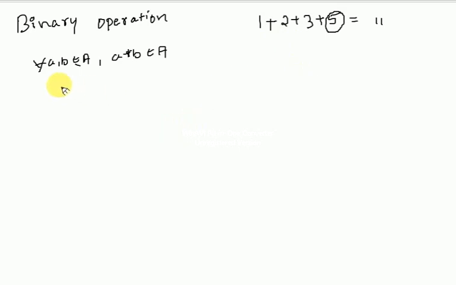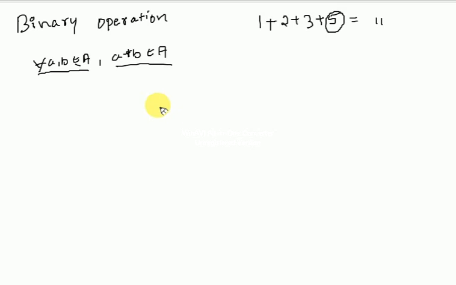First of all, for 1 mark you may have a question like define binary operation. In a very easy manner you can define binary operation, that is, for any non-empty set A, star is said to be a binary operation on A for all a, b belongs to A, a star b belongs to A. So star is said to be a binary operation on a non-empty set A for all a, b belongs to A, a star b belongs to A.